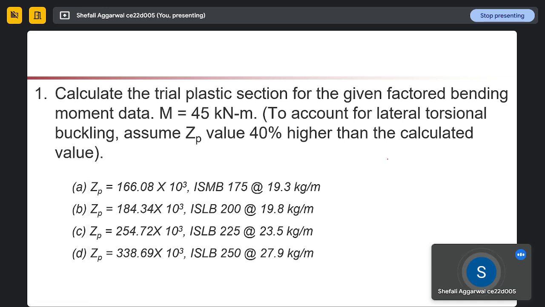Okay. So the first question is: calculate the trial plastic section for the given factored bending moment. M is given as 45 kilonewton meter. To account for lateral torsional buckling, assume the ZP value to be 40% higher than the calculated value. So first we have to calculate ZP, then increase it by 40%, and then select a section for it. Anybody who wants to try it out?